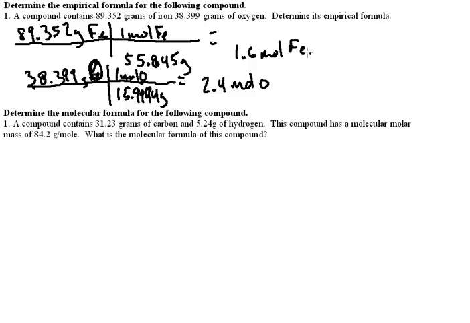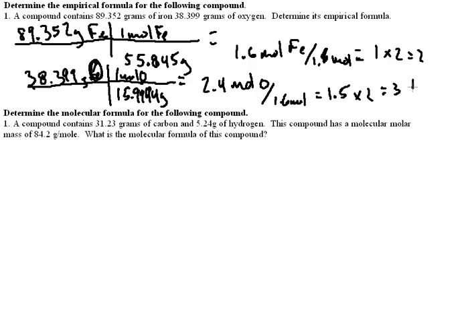Alright, so what do we do here? Well, what we're going to do is just divide each number by the least number of moles, and this should give us a 1 to 1.5 mole ratio. For every 1 mole of iron, there's 1.5 moles of oxygen. We don't like that as a subscript here, so to get rid of the 0.5, we're just going to multiply everything by 2. This is going to give us 2, this is going to give us 3, and those are now our subscripts. So our formula would be iron with a subscript of 2 and oxygen with a subscript of 3. That's how you do the empirical formula problem.